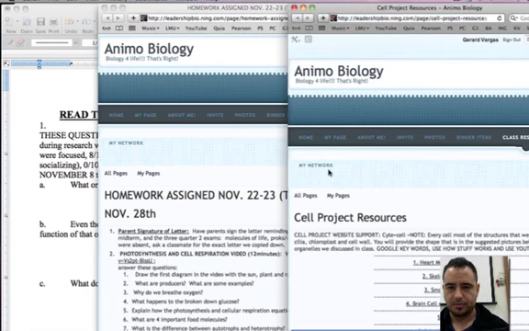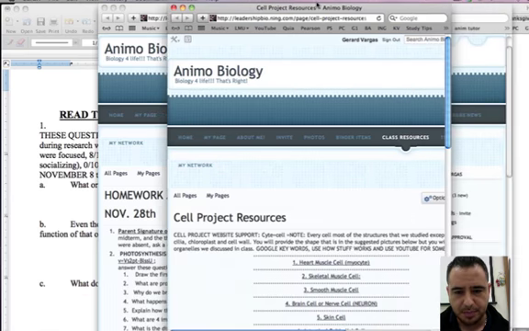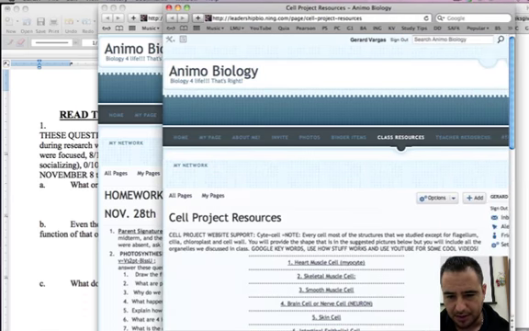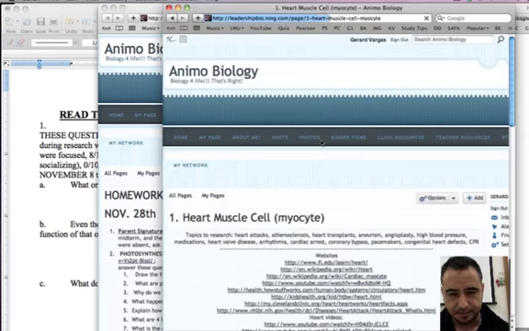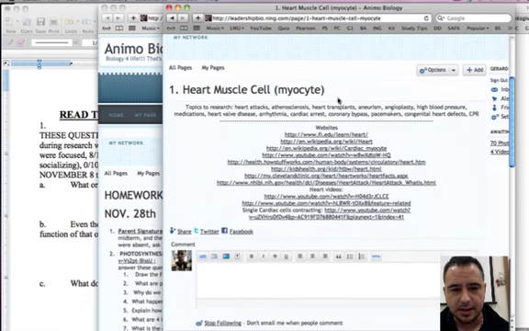Okay. Alright, so here we have this page that comes up, and you have all the cells. So let's pretend that I'm doing the heart cell. Okay, I'll just pick the first one. So I'm going to click on heart muscle cell, and I get a lot of information. The other thing is I also get not only websites, but I get videos, and I get topic questions or topic words that I need to use when I search on Google and get research.